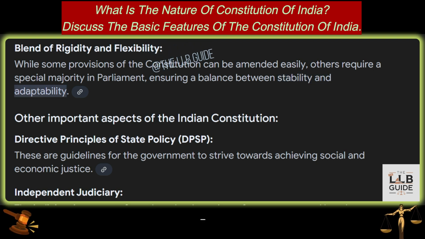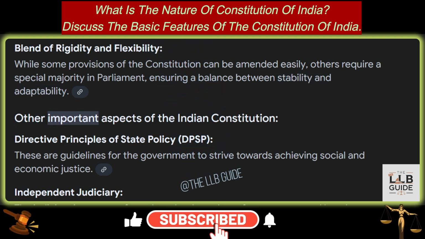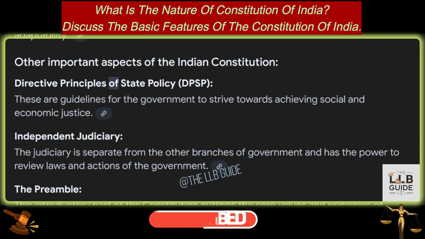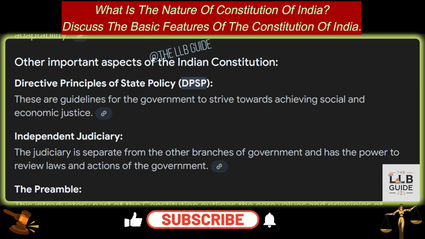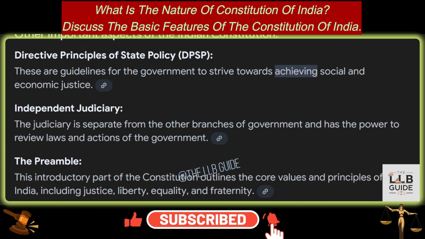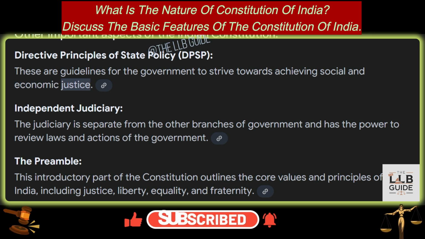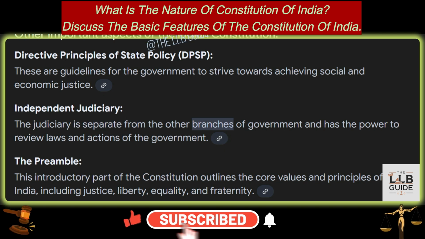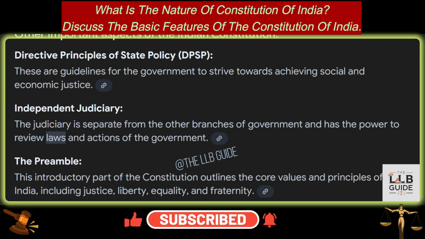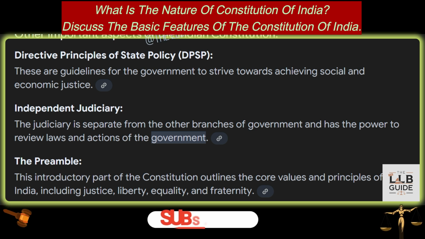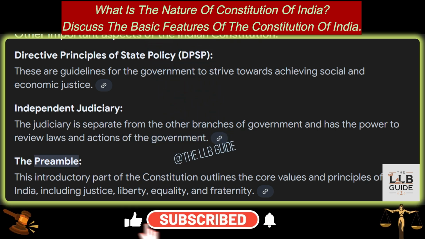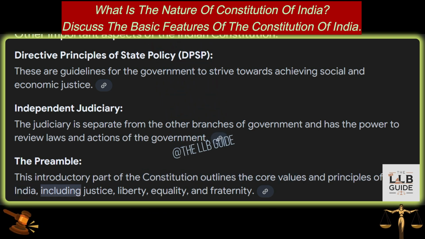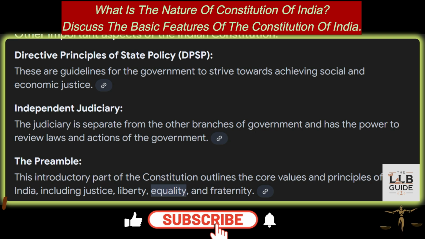Other important aspects of the Indian Constitution. 1. Directive Principles of State Policy, DPSP. These are guidelines for the government to strive towards achieving social and economic justice. 2. Independent Judiciary. The judiciary is separate from the other branches of government and has the power to review laws and actions of the government. And 3. The Preamble. This introductory part of the Constitution outlines the core values and principles of India, including justice, liberty, equality, and fraternity.